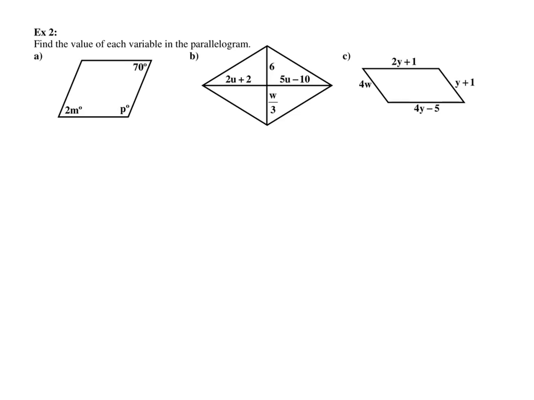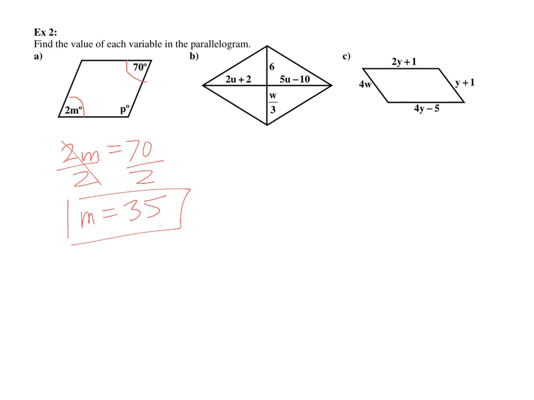Find the value of each variable in the parallelogram. Okay, let's see what we have to work with here. All right, I know that these angles are congruent, opposite angles are congruent. So 2m is equal to 70. All right, divide by 2, m is equal to 35. All right, then I know that these two angles are consecutive interior angles. They add up to 180. So 2m plus p equals 180.